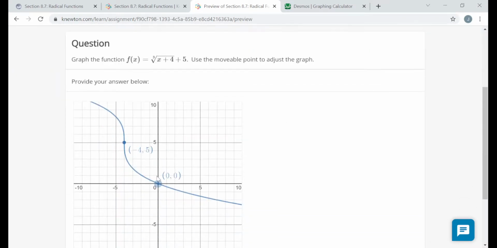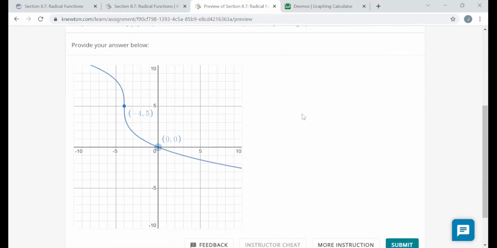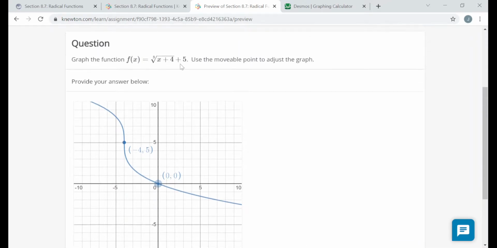All right, so here we have one of these interactive ones where we move some points around. Here we're asked to graph the function f of x equals the cube root of x plus 4, plus 5. Use the movable point to adjust the graph. So I'll go to a piece of paper, write this out, and then I'll also show you the online graphing calculator, Desmos, DESMOS.com. But first let me write this out on some paper and try plotting a hand-drawn graph of this function.